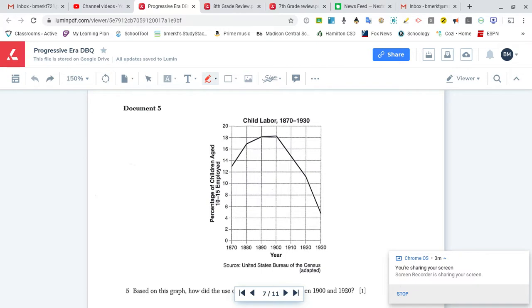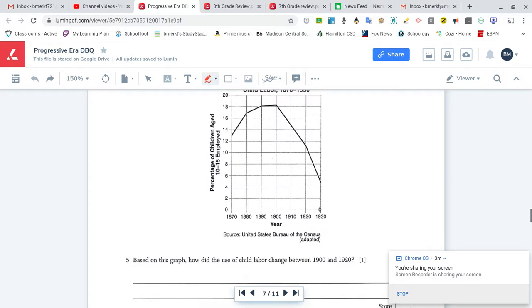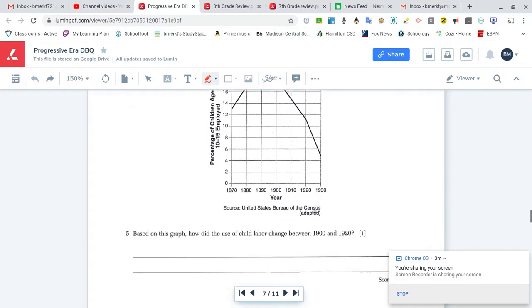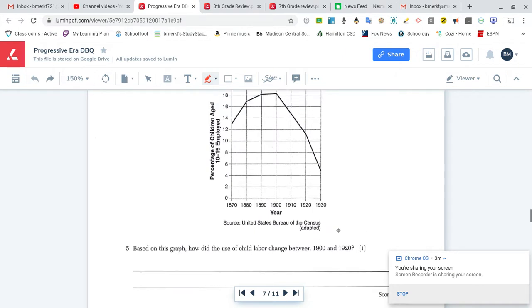You had parents, you had mothers, you had fathers who depended on that source of income and really fought hard against those laws. So based on this graph, how did the use of child labor change between 1900 and 1920?